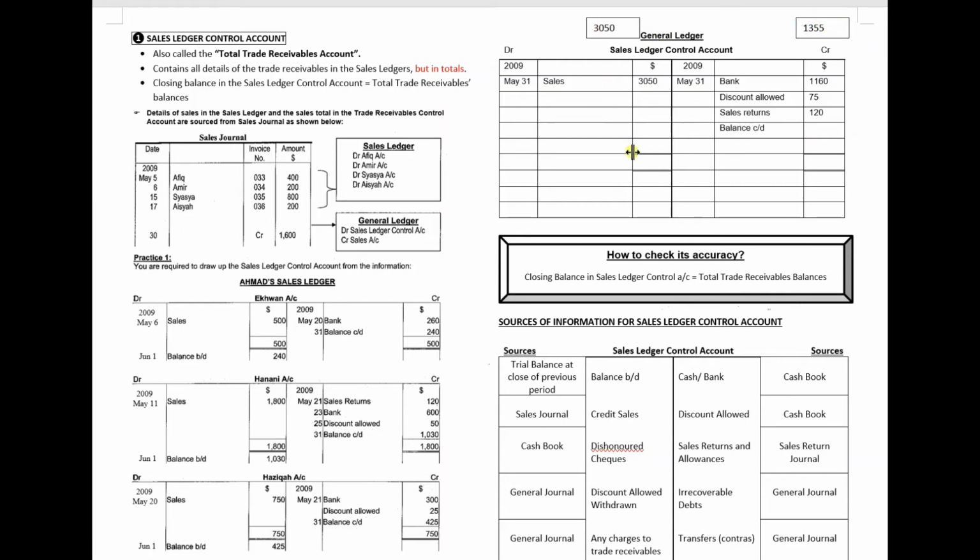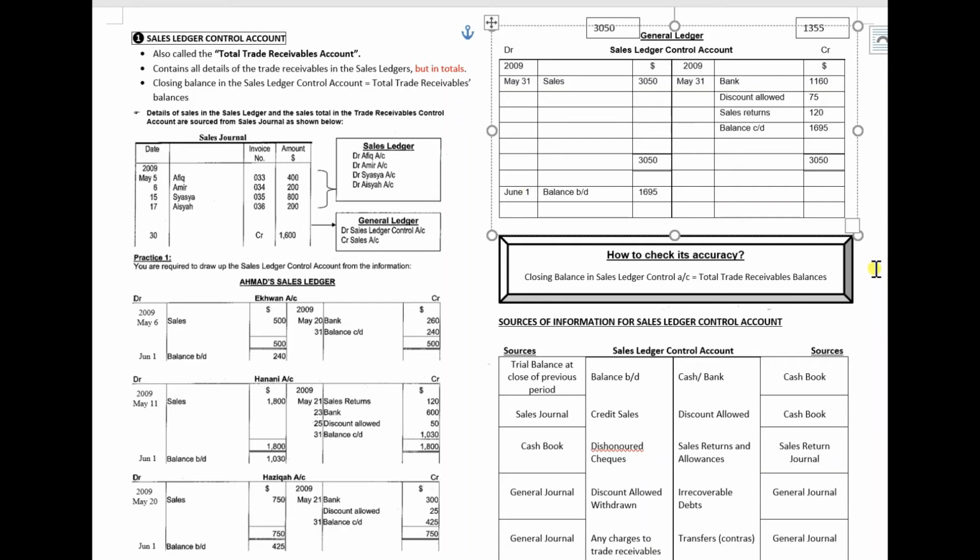So we compare these two, and we write the bigger amount inside. This is 3050, and then this one 3050. So 3050 minus 1355, how much do you have remaining? Yes, it's 1695. Okay, so this is on the last day, May 31st. So you carry down and bring down on the opposite side, balance BD, 1695. So over here you have to write the next day, which is June 1st.